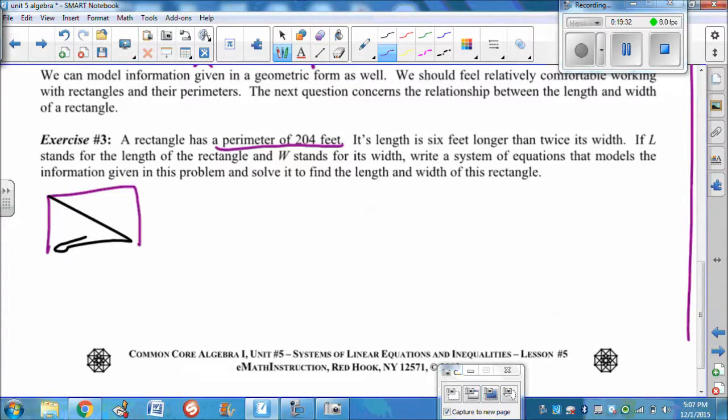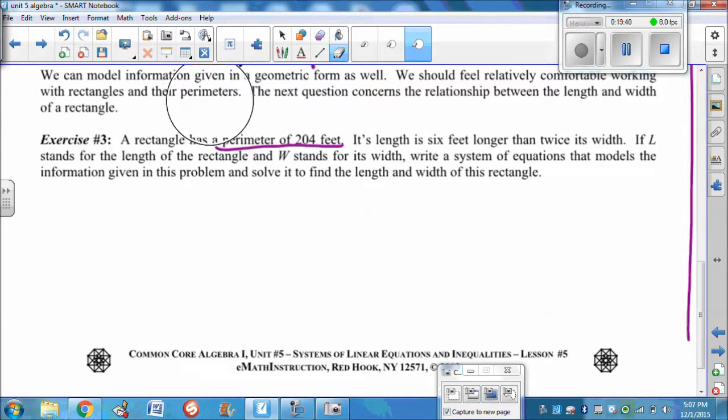Oops. Rectangle, holy smokes. What's going on here?